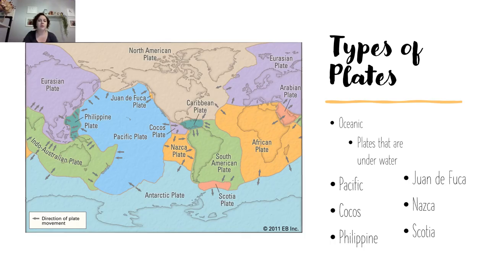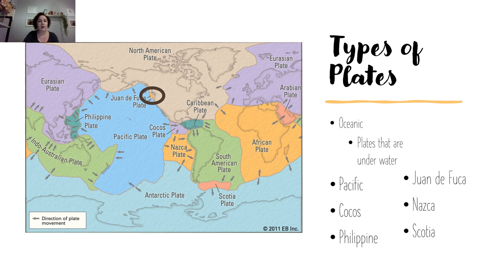Then you have oceanic plates. This is another major one. So you have the Pacific plate, which is actually the largest plate known. You have the Cocos plate, which holds not really much of anything, but underneath Mexico. You have the Philippine plate, which holds the Philippines.